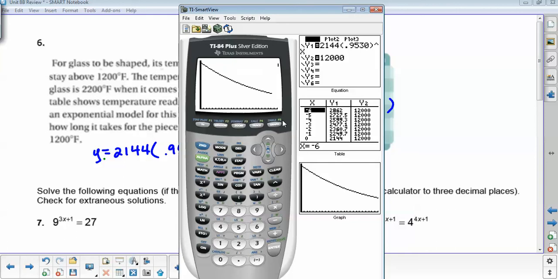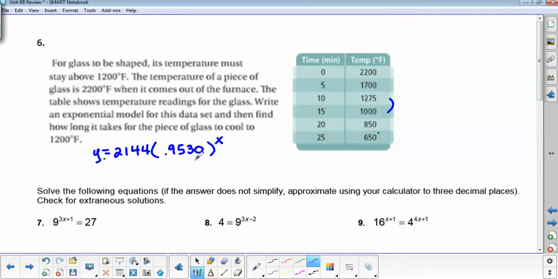Okay, so to find this point of intersection, let's do second, calculate, intersect 5, enter, enter, enter. Okay, so it looks like when x is about 12, the y is going to be 1200. You could probably find that from the table of values also. See if we go down to x is 12. And we get really close to 1200 here. Okay, so x is 12 minutes.